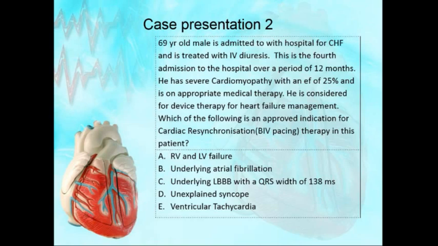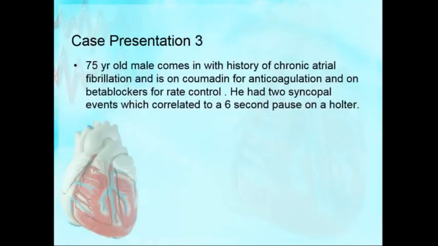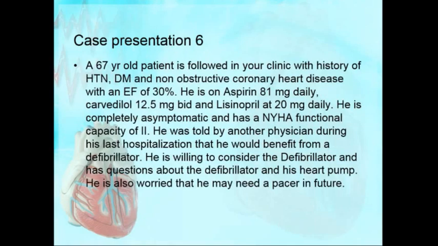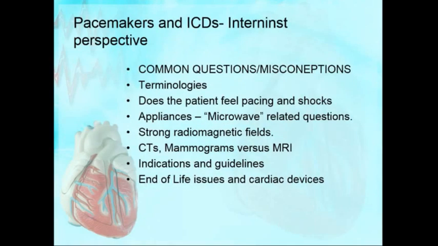And the answer here will come back: it's somebody with C, underlying left bundle branch block with a QRS width of 138. We'll come back here. But I just wanted to put two questions that are very likely to be on board exams. Not both of them, one of them at least. Chronic AFib on anticoagulation, beta blocker, two syncope, six second pause. There are a few case presentations here. We will come back to this after all the cases here.